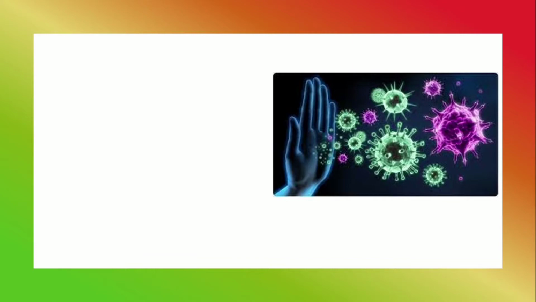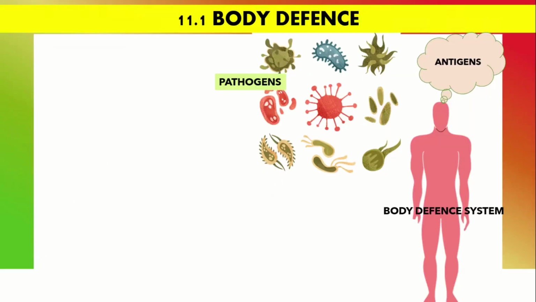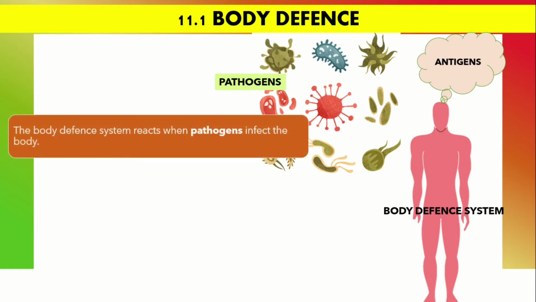Alright, so today we are going to continue the new chapter, Chapter 11, entitled Immunity in Humans. Let's discuss together the first subtopic, 11.1, which is about the body defense. Our human body defense system will react when a pathogen infects the body.